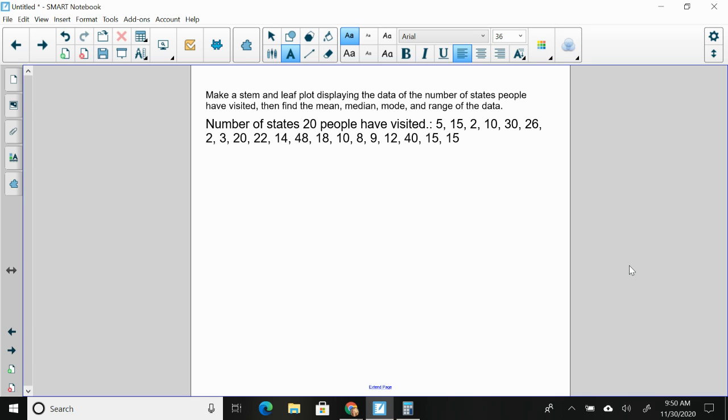Okay, boys and girls, this time we are going to make a stem and leaf plot for organizing our data. And then we are also going to find the mean, median, mode, and range of that set of data. All right, so a stem and leaf plot, first of all, is going to start out with a T-chart. But you first need to put your data in order from least to greatest.